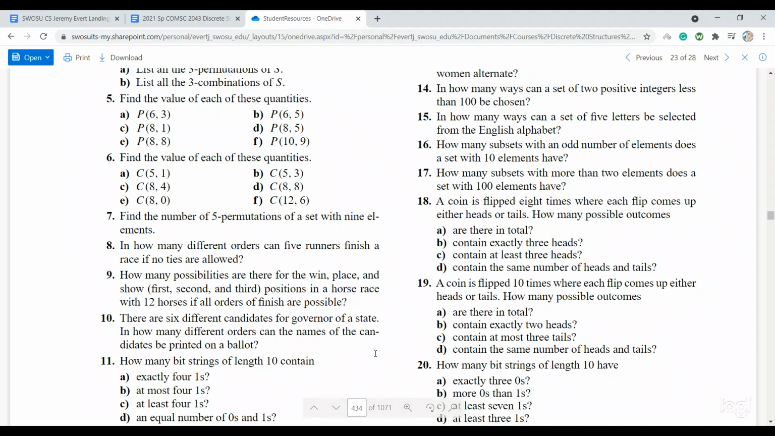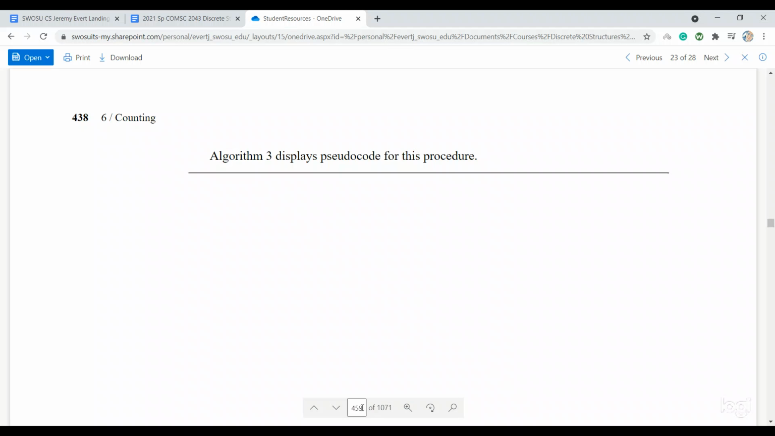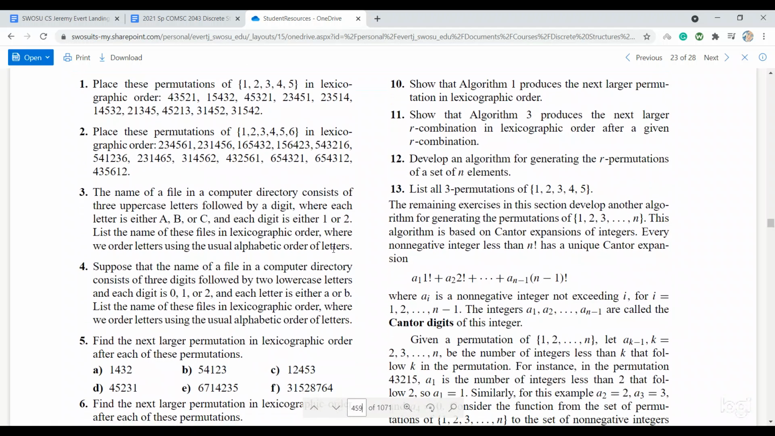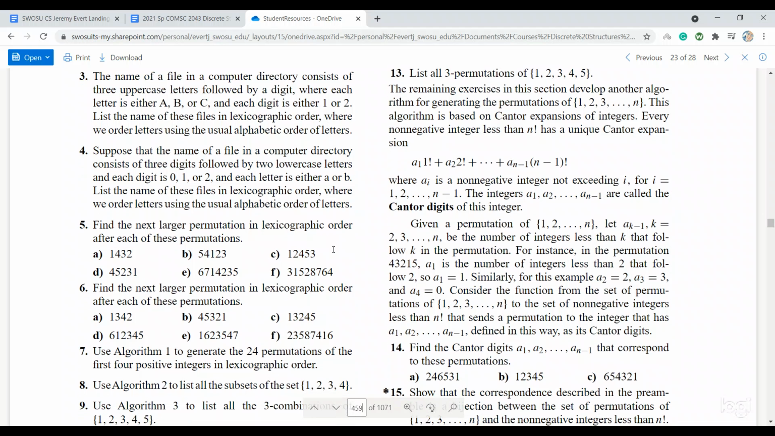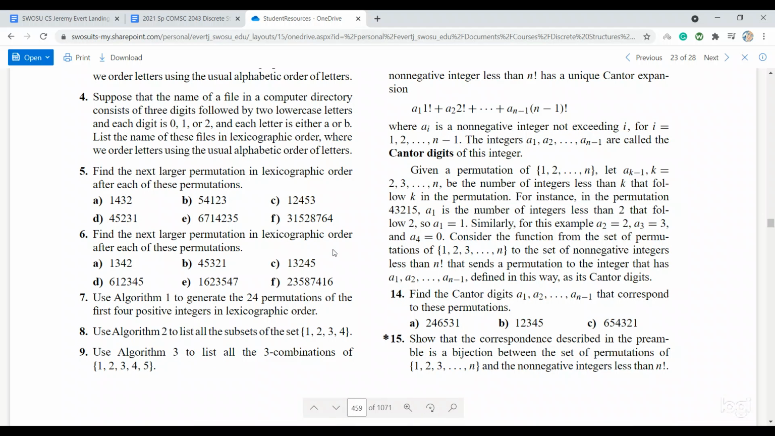Section 6.6 is on page 459. And we are doing questions 5 and 6, I believe. Yep, 5 and 6. These work the same, so I will not explain each and every one of them. I'll explain 1 or 2 of 5 and 1 or 2 of 6, and then just show you guys the answers for the rest.